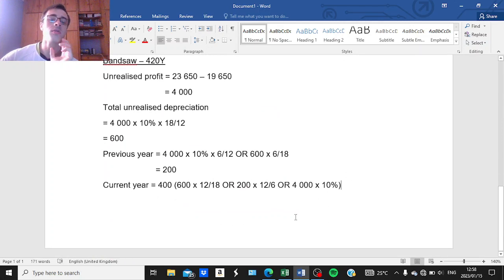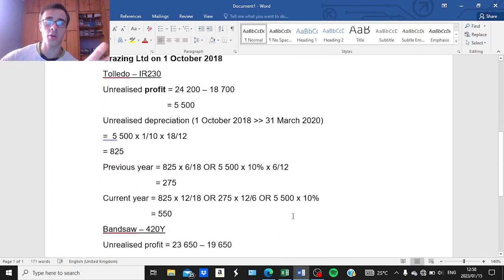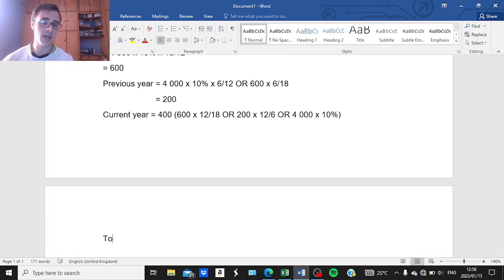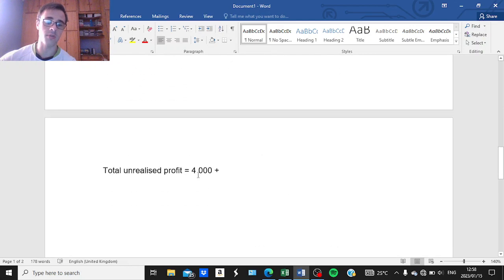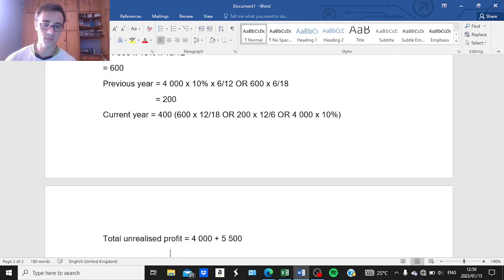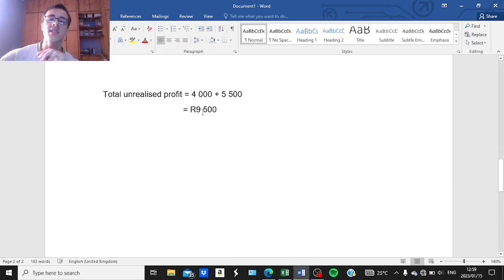Okay, so we will combine the unrealized profits for the two pieces of equipment, and then we will process a journal entry. So the total unrealized profit that we need to eliminate for consolidation purposes is 4,000 for the bandsaw equipment, plus the 5,500 for the Toledo equipment. And this will give you 9,500. So this is the total unrealized profit that we need to eliminate for consolidation purposes.